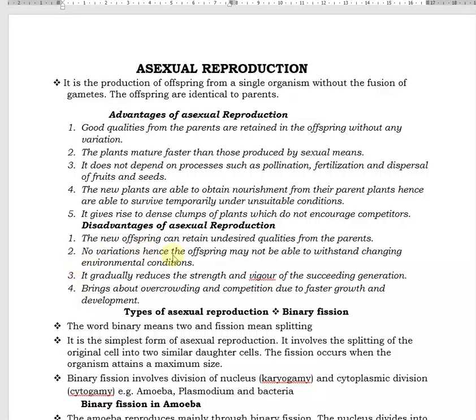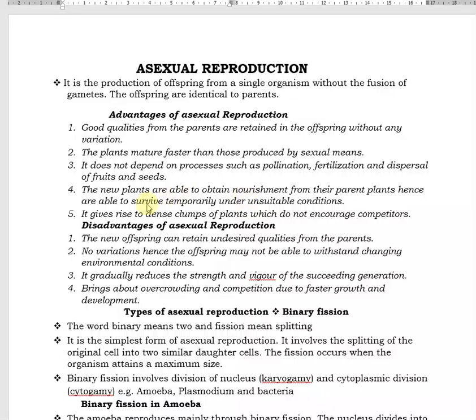Two, there is no variation, hence the offspring may not be able to withstand changing environmental conditions because there is no variation. Number three, it gradually reduces the strength and vigor of the succeeding generation. So the next generation will not have the same strength; its strength of survival will be reducing. Number four, last, it brings about overcrowding and competition due to faster growth and development.